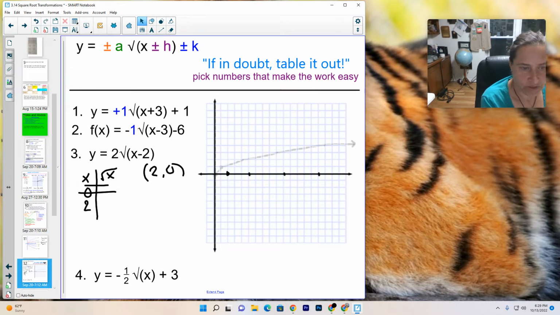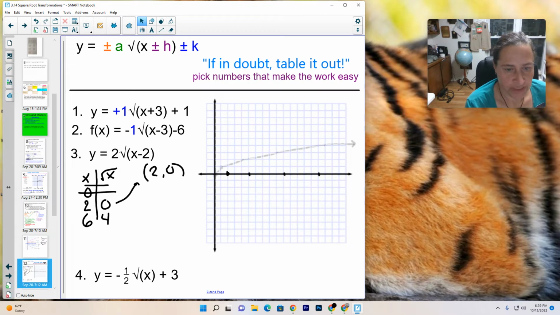2 minus 2 is 0. The square root of 0 is 0, times 2 is just 0. That makes sense. That's my vertex point. Let's pick numbers that make sense. So the next number I would want is a 4. So I need to put in a 6 because 6 minus 2 is 4. The square root of 4 is 2. 2 times 2 is 4. Okay, so let's look at where that is.